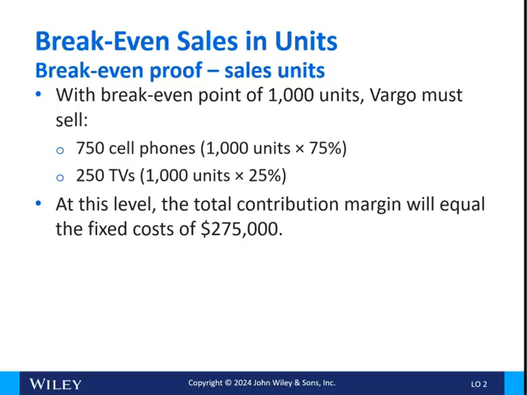So we use our sales mix percentage, 75-25 cell phones to TVs. So 750 cell phones, 250 TVs. If we sell at that level in that combination, the total contribution margin will equal a fixed cost of $275,000.